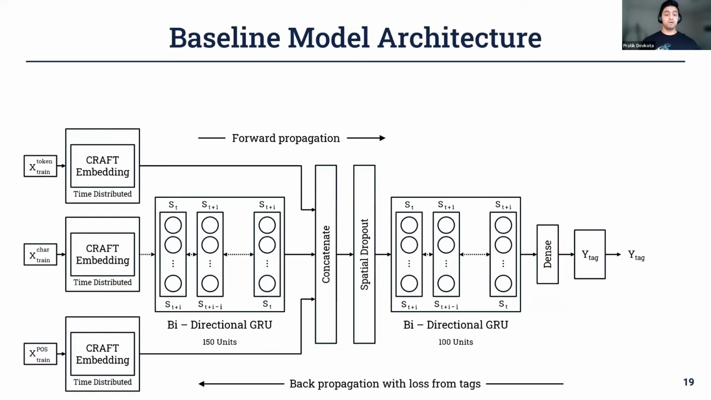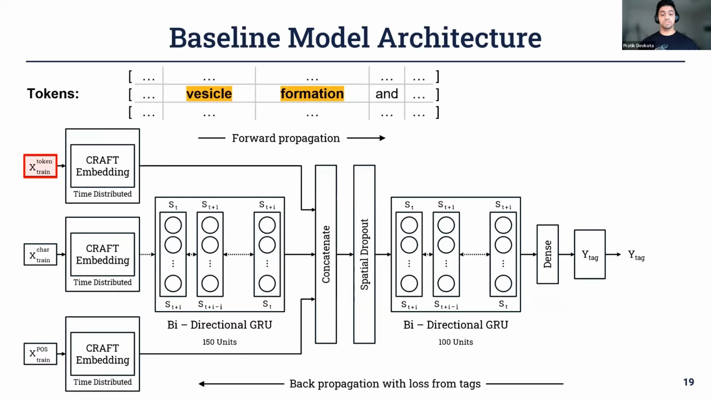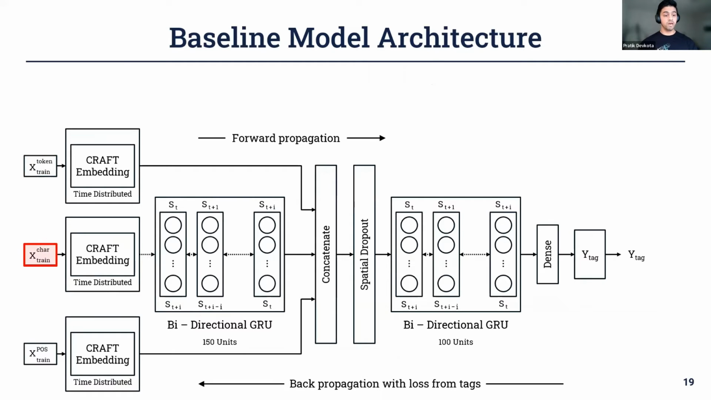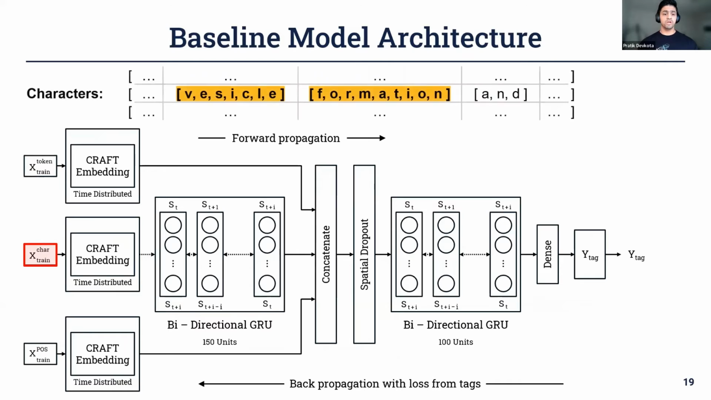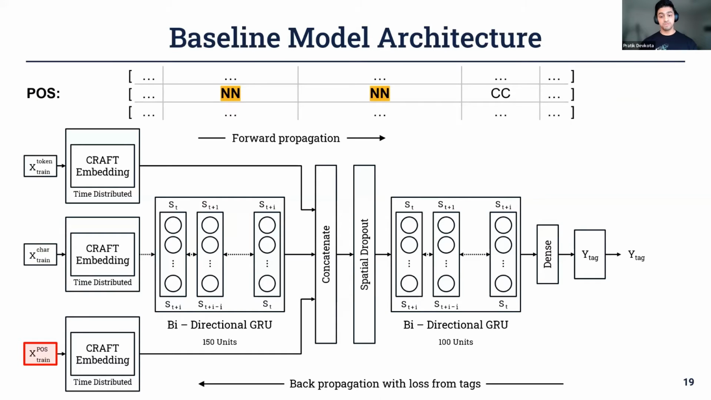Now let's talk about our implementation in detail. Here's an architecture of one of the deep learning models that we would like to call a baseline model. It has the following inputs. The first one is the tokens. The list of tokens are fed into the model as such. Then we have character level inputs, where each token is further divided as a sequence of characters. Finally, we have parts of speech as another input pipeline.